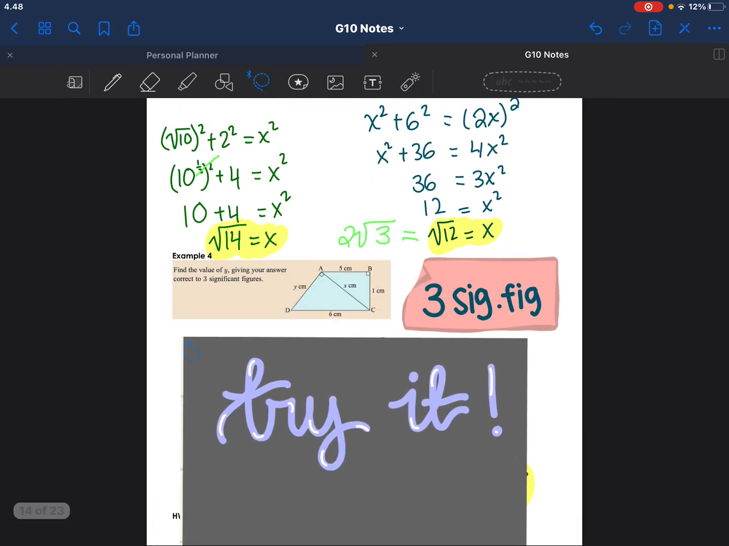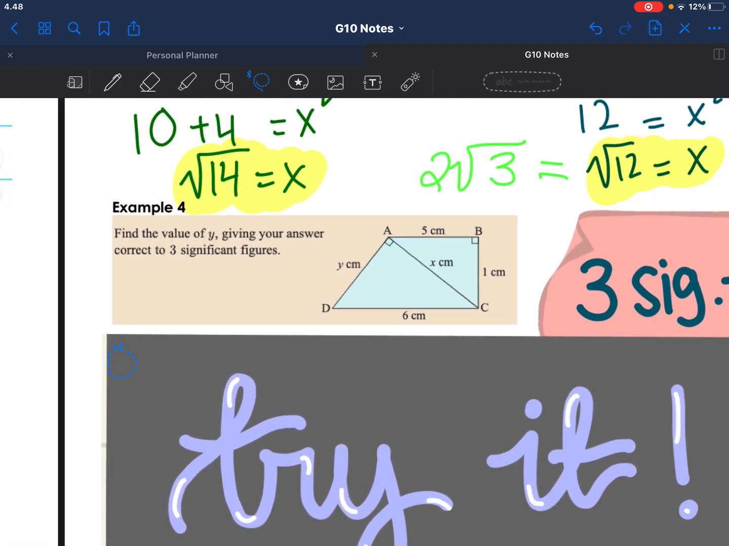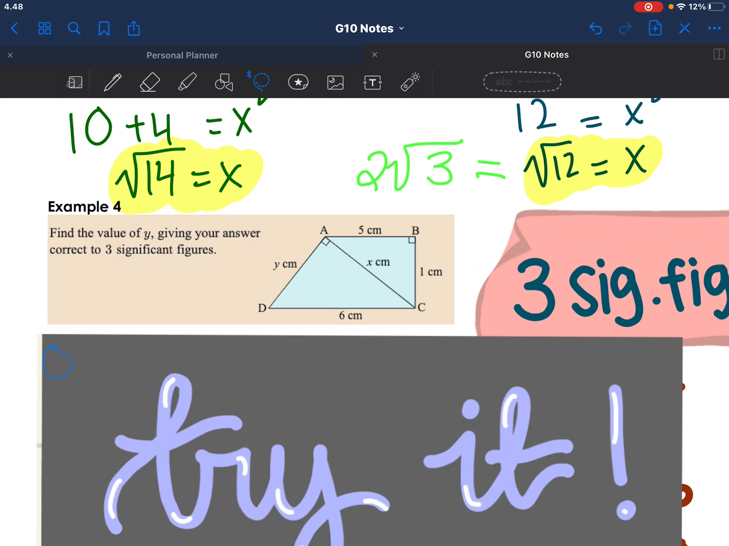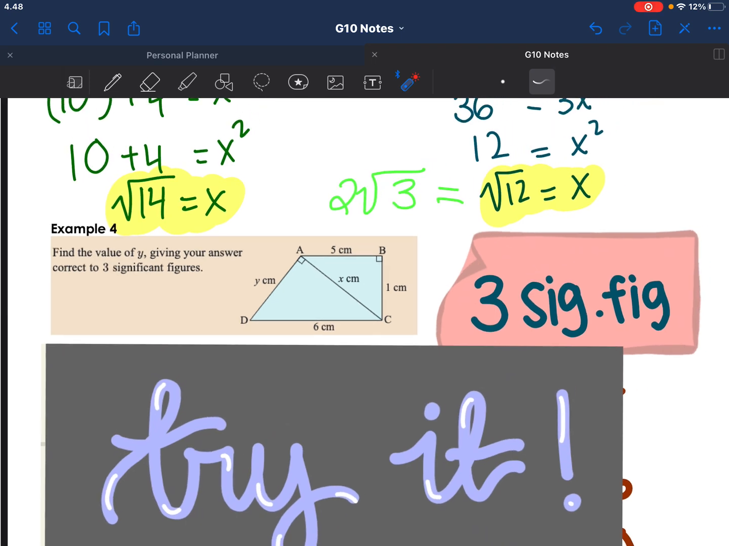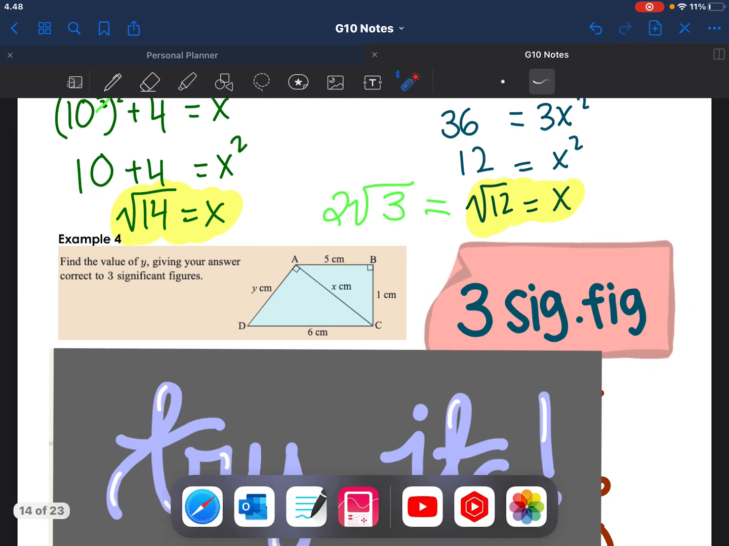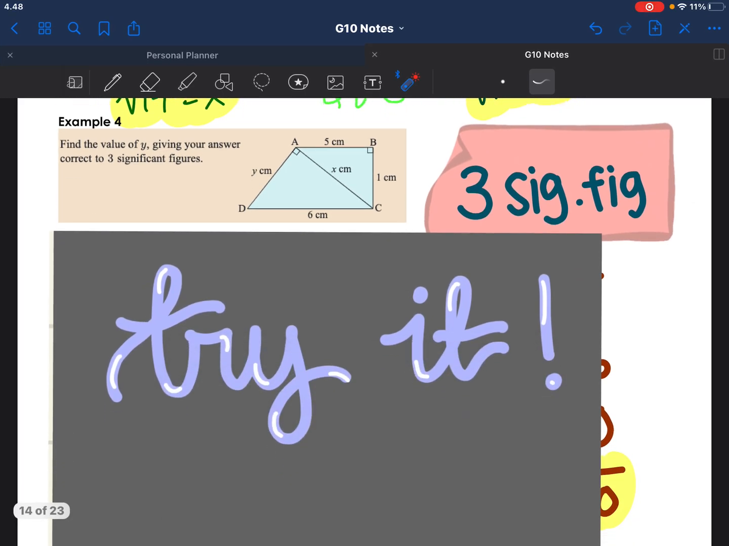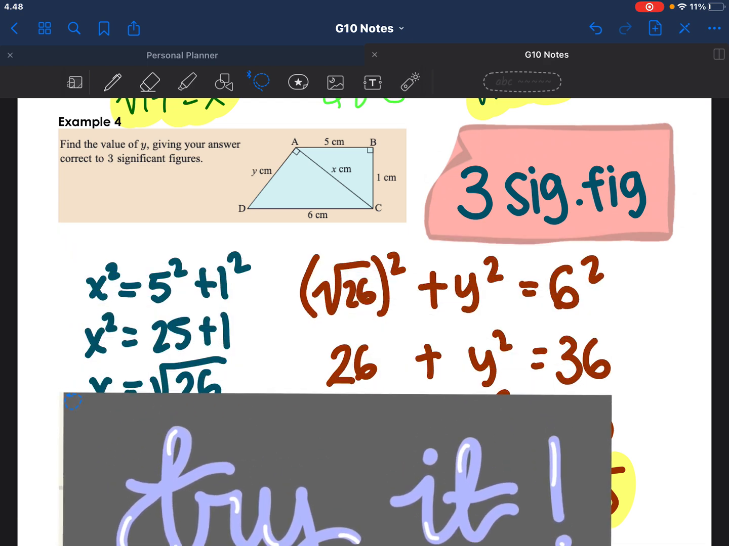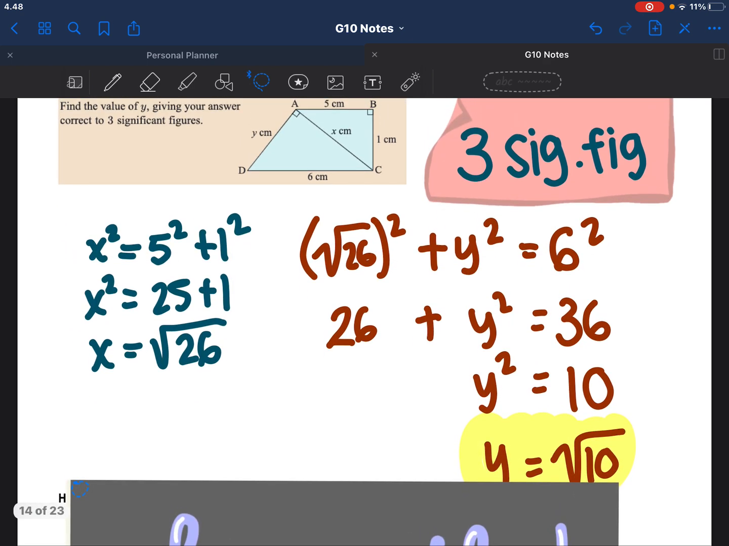Okay, and I want you guys to try this out. Example 4. It says find the value of y. So y is this leg here. Giving your answer correct to 3 significant figures. Let's see if you guys remember what that means. So as you can see, you have 2 triangles, so you know that it's going to be more than one step to do this. Alright, let's check your answers. You should get y equals square root of 10.